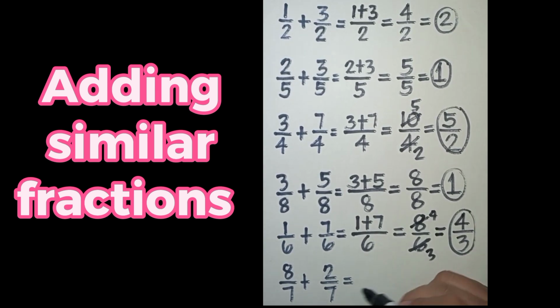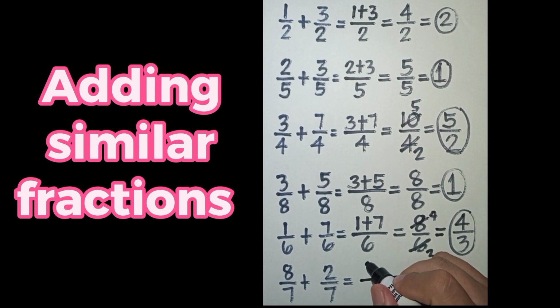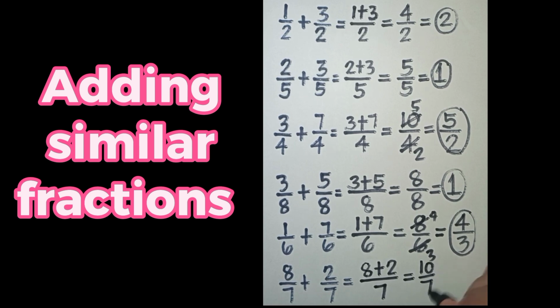So we have 8 sevenths plus 2 sevenths. We just simply have to add the numerators 8 and 2, and copy the common denominator 7, that is equal to 10 over 7. So 8 over 7 plus 2 over 7 is equal to 10 over 7.